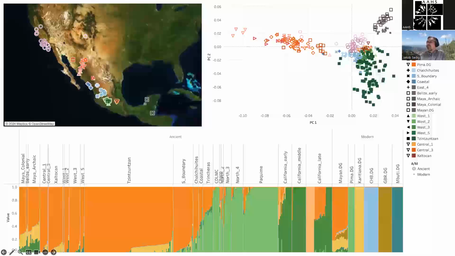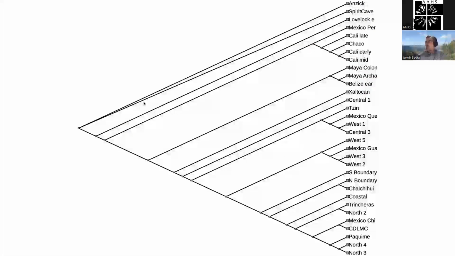Purple is the published California individuals. Gray is Maya. This is what we would expect to see, these broad geographic regions clustering with one another. We've made one of these nice trees that also show, again, nothing too out of the ordinary.